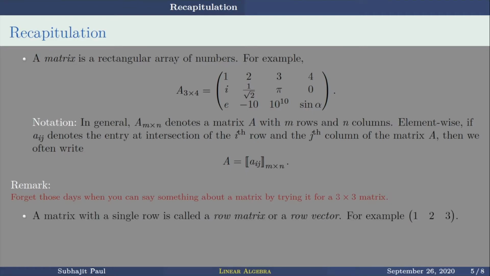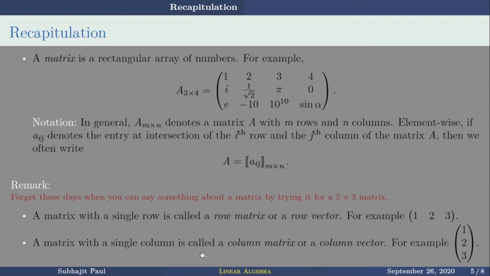Next, a matrix with a single row is called a row matrix or a row vector. For example, 1, 2, 3. Okay. Oh, by the way, one more thing: we use these braces around the matrices. We also use square brackets to denote them as well. Okay, coming to here, a matrix with a single column is called a column matrix or a column vector. For example, written in this way.